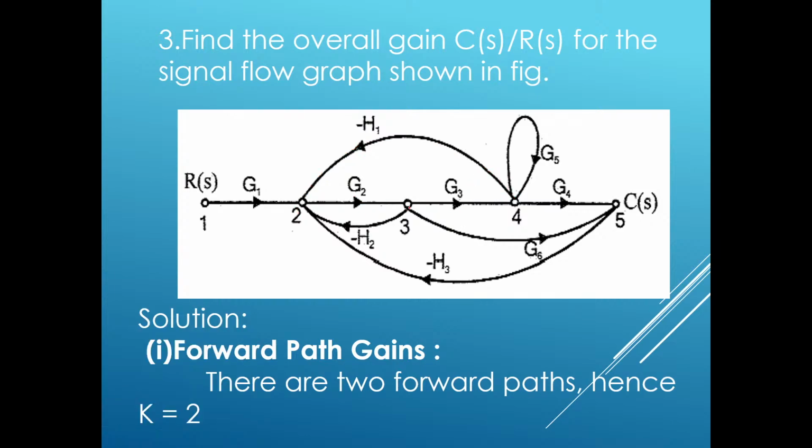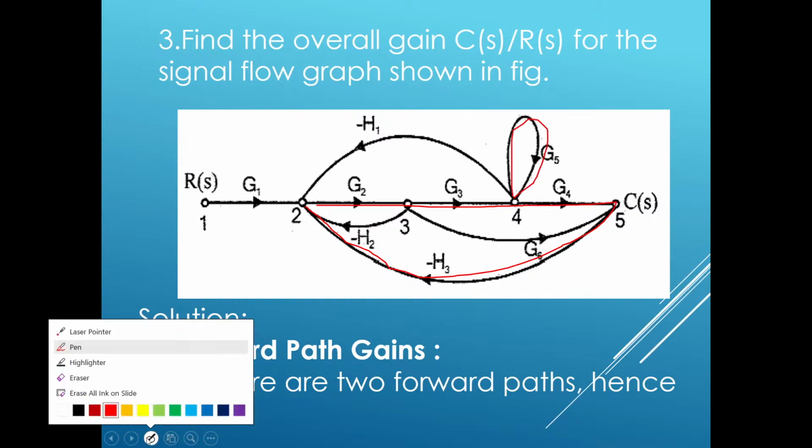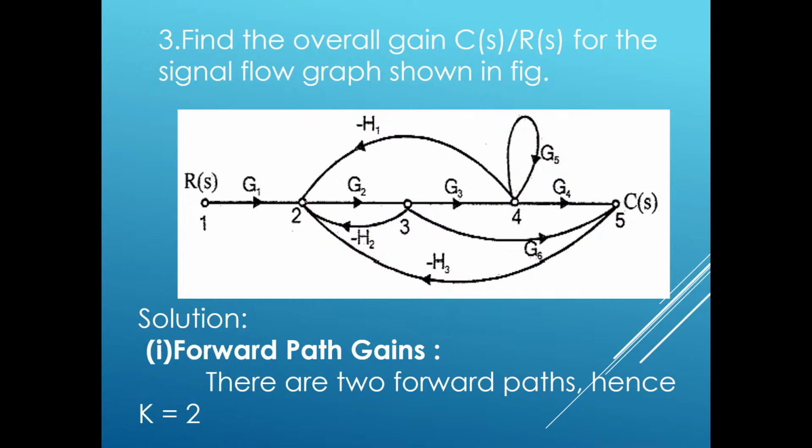And next, from node 2 to node 3 to 4, 4 to 5, from 5 to 2. Yeah, this is another loop. And one more single loop, as I already told, a one node loop, this G5. This is another loop. And let me see. 2 to 4 I have already taken. 3 to 5, and from 5 to 2. Okay, this is another loop.